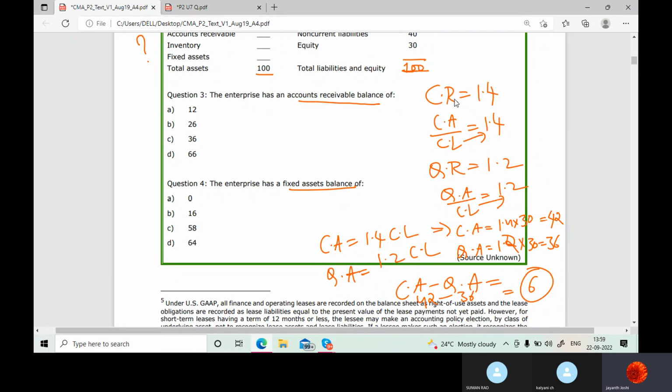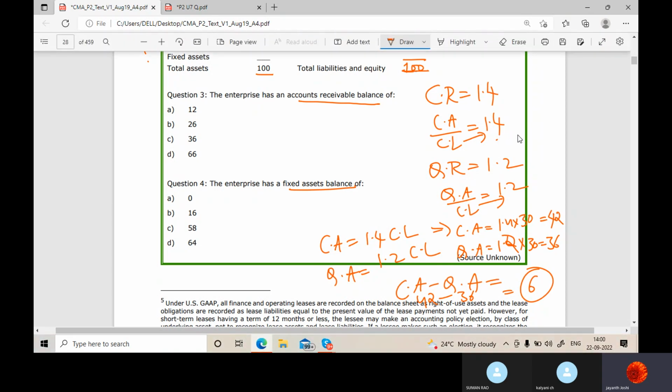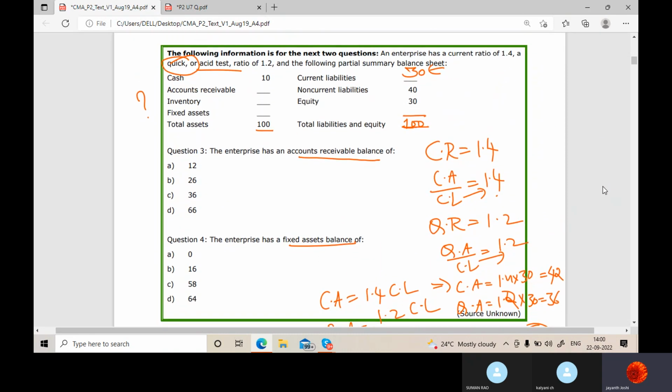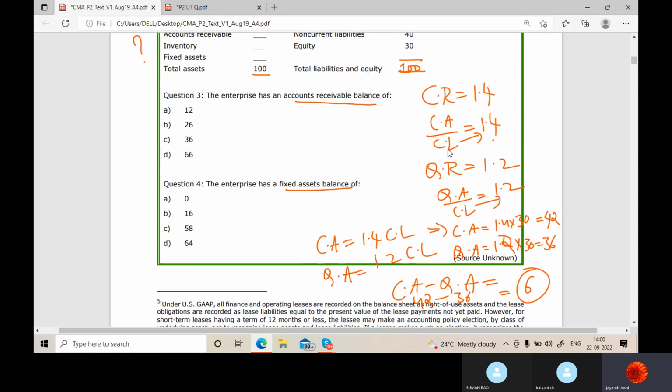What is the formula for current ratio? Current assets divided by current liability. How much is that given? 1.4. That is 1.4. Okay. So can I cross multiply CL there?